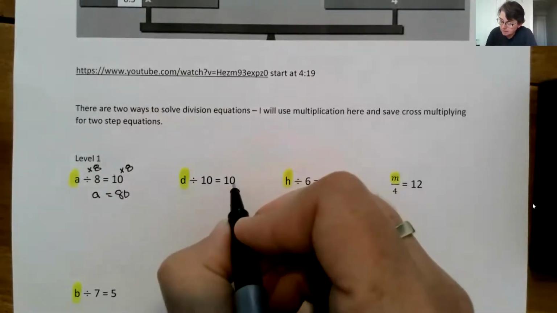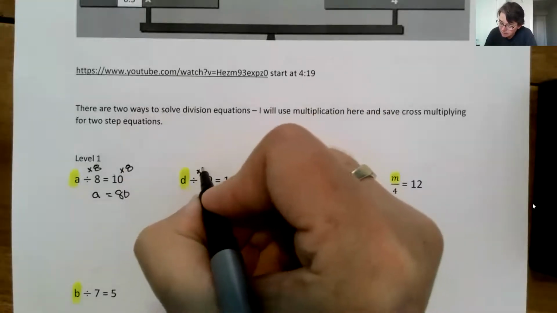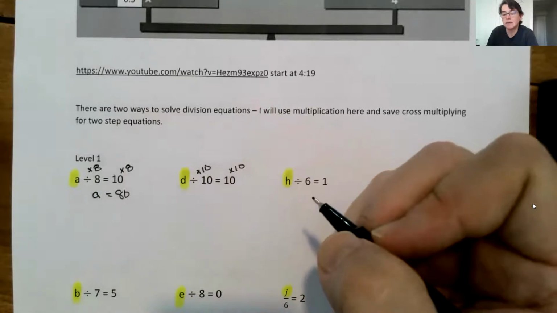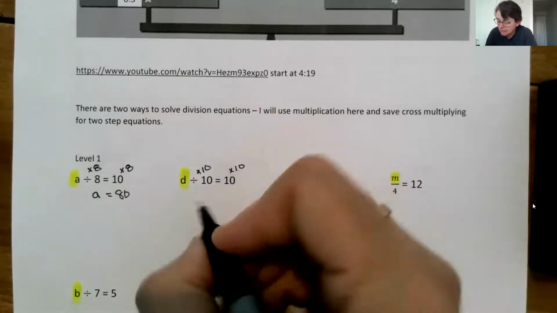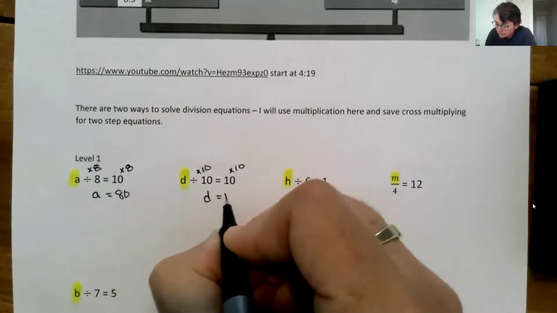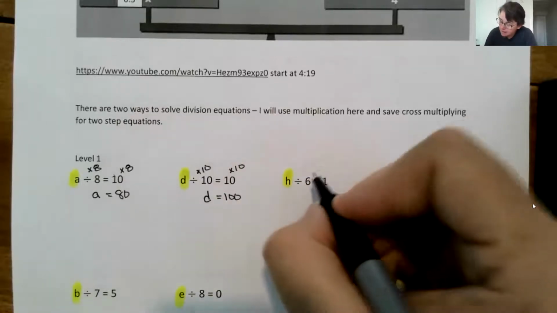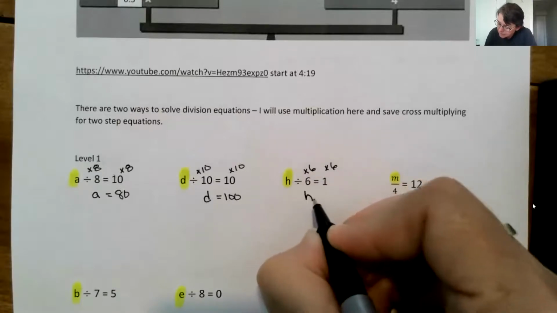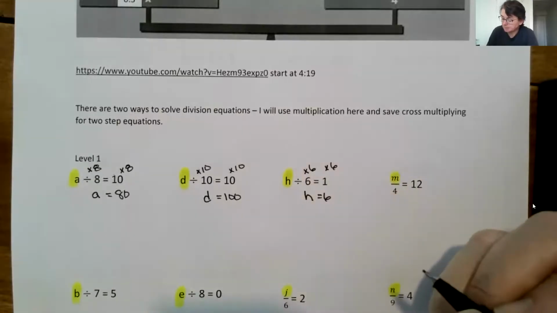D divided by 10 is 10. So I'm going to multiply by 10. Multiply by 10, because the golden rule says whatever you do to one side of the equation, you need to do to the other. D is equal to 100. Multiply by 6, multiply by 6. H is equal to 6.